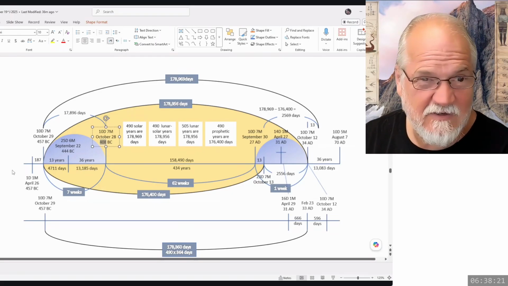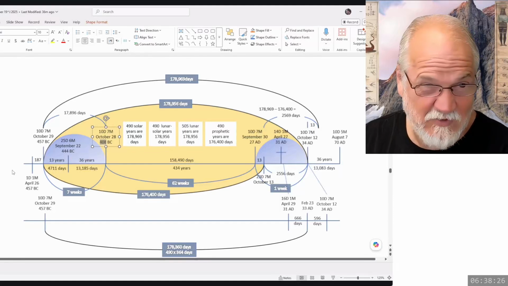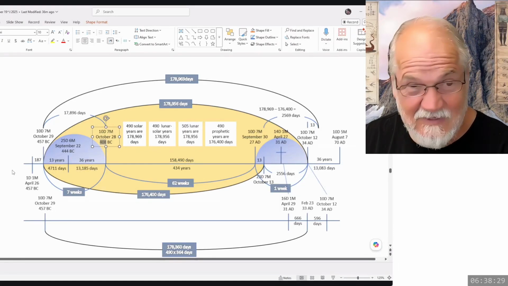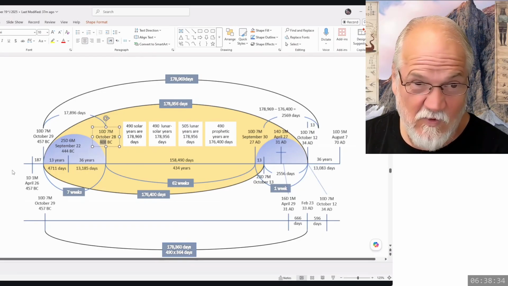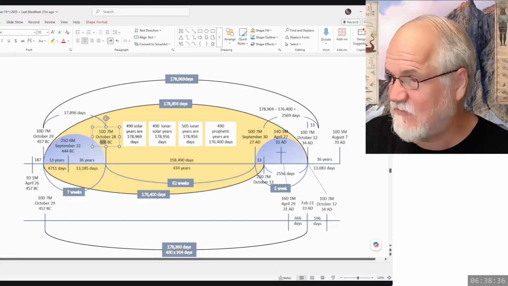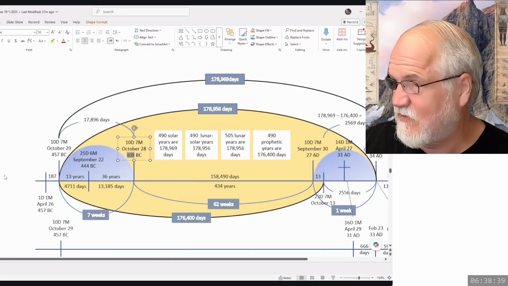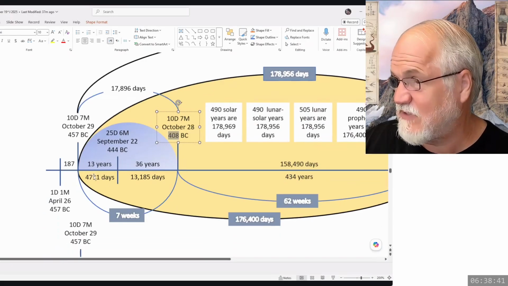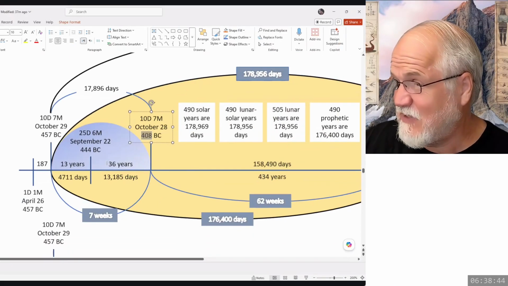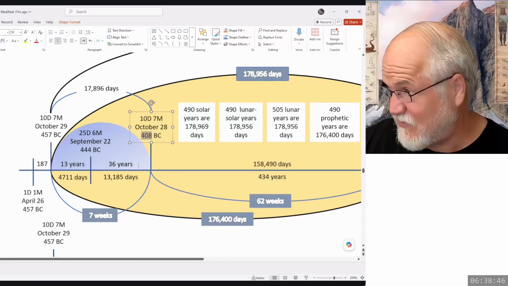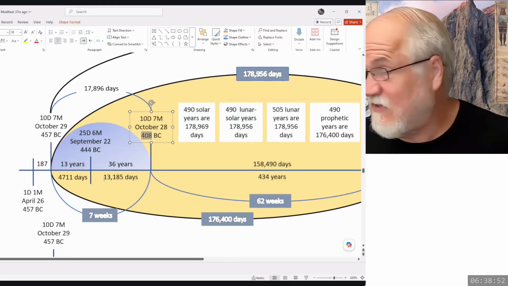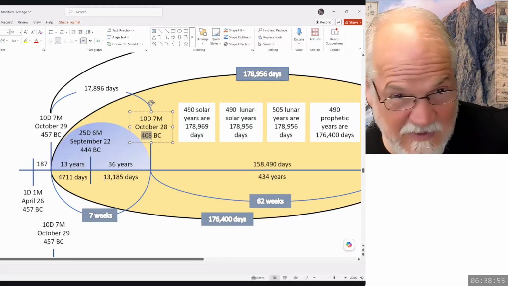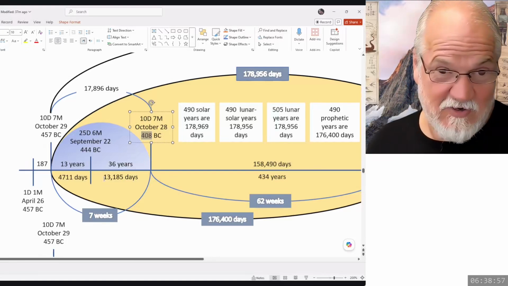And then I counted from October 29th, 457 to September 22nd, 444. So that's the 25th day of the 6th month. And so you can see the 4,711 days there. So I'll zoom in so for people who have different devices. So you can see this period of time here. And this means this 36 years is 13,185 days.